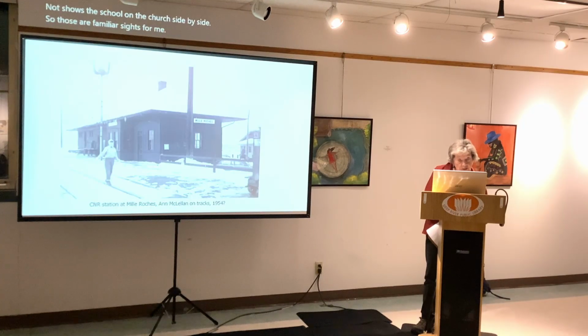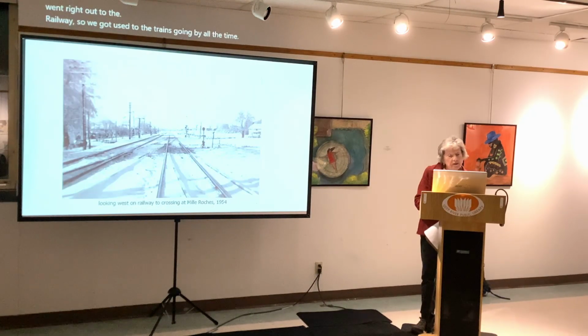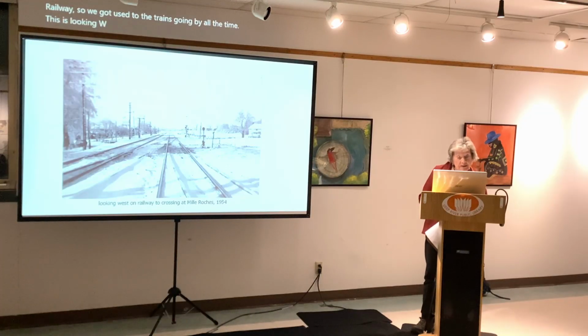Now, this was our railway tracks at Millrosh, and I couldn't do that today for sure. I'd fall off the rails if I tried to do it, but that shows the rail, and that was actually almost in my backyard. Our property went right out to the railway, so we got used to the trains going by all the time. This is looking west the other way, and so our property is on the right-hand side of that.